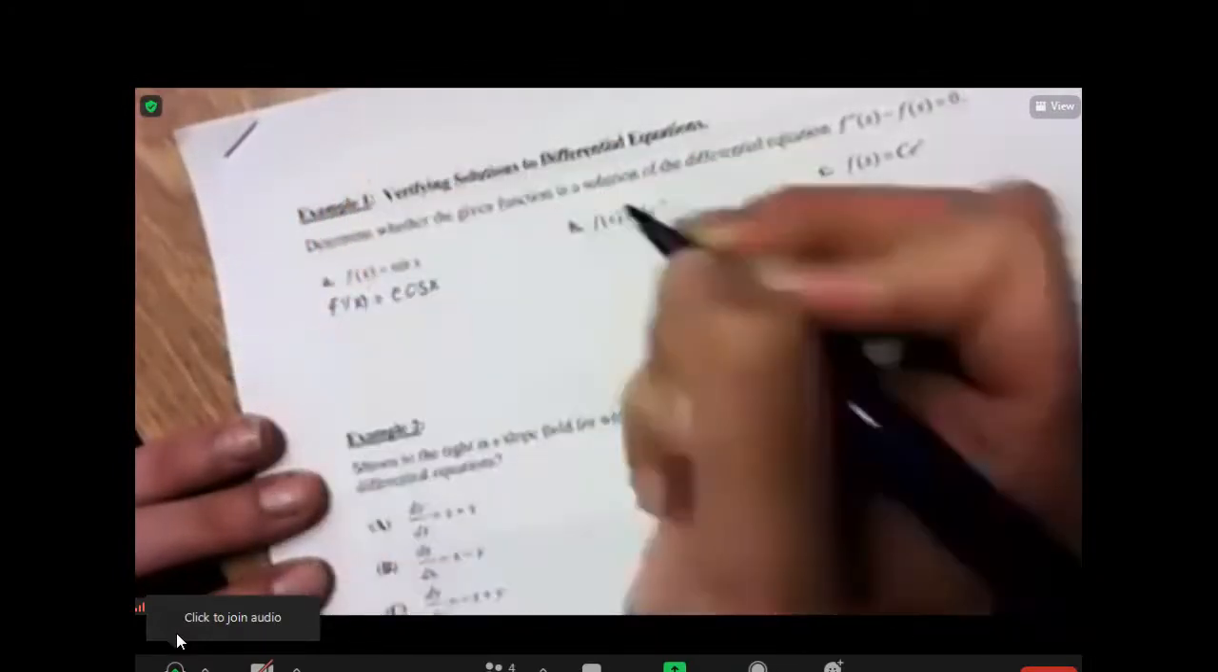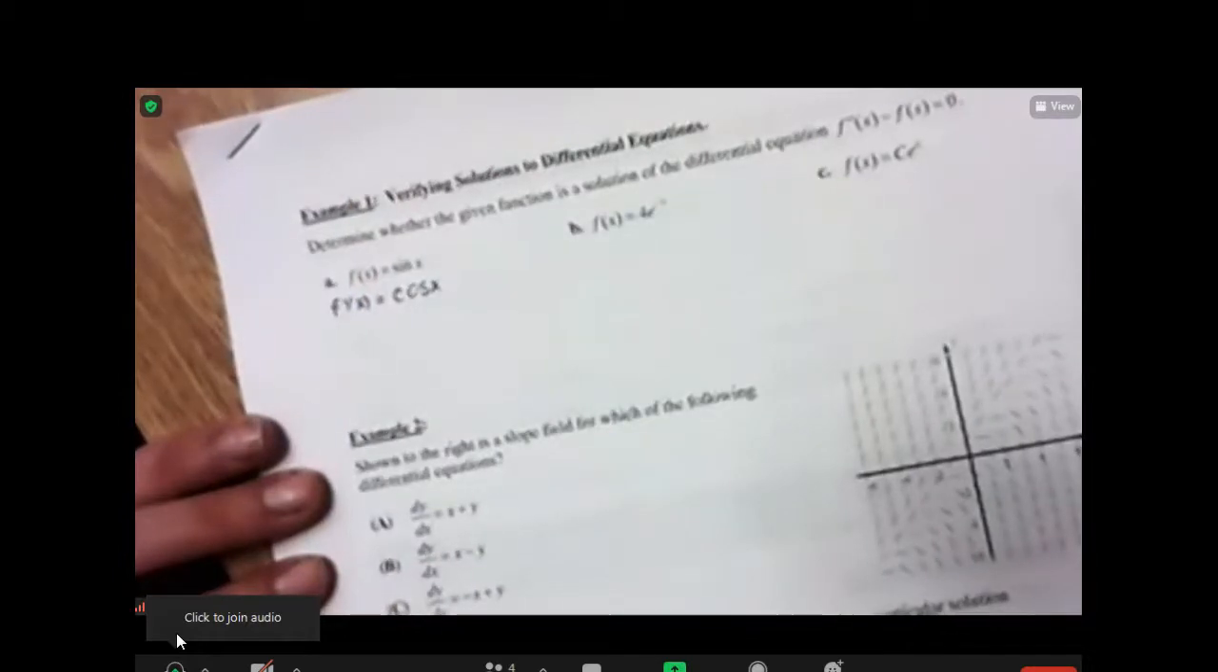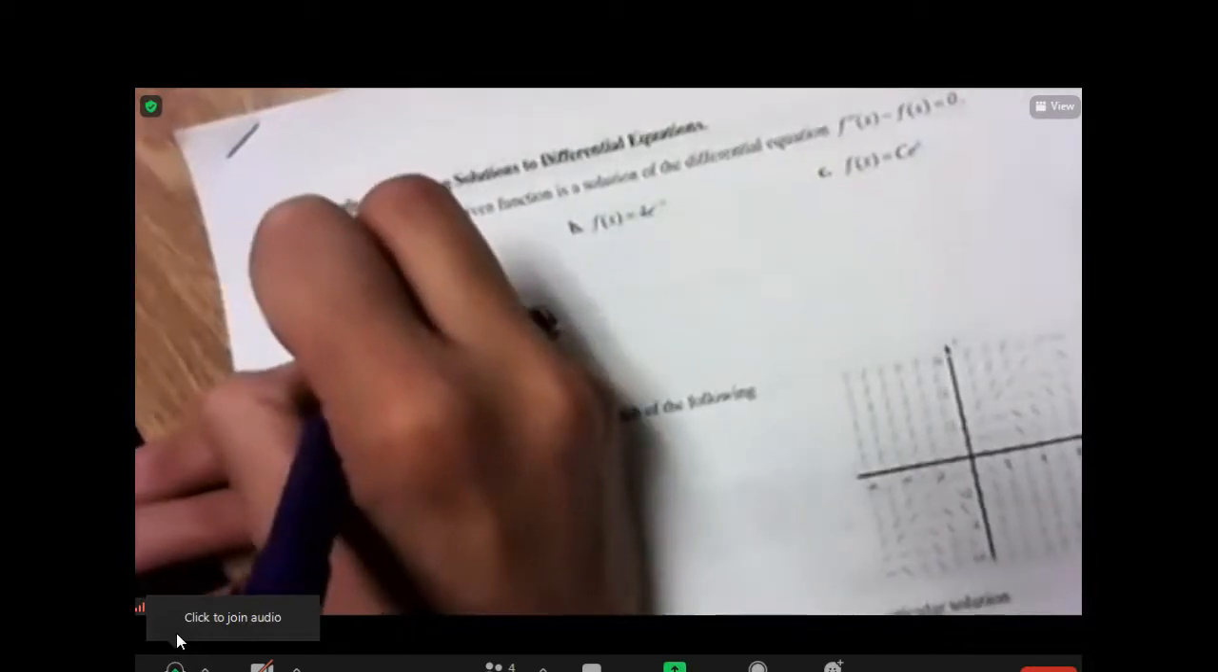So the derivative of sine is cosine. The derivative of cosine is negative sine. So that statement becomes negative sine x minus sine x, which does not equal 0. So to determine whether that function is a given solution, that would be no. F of x is not a solution.